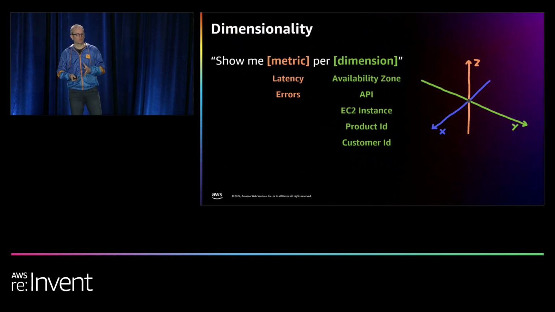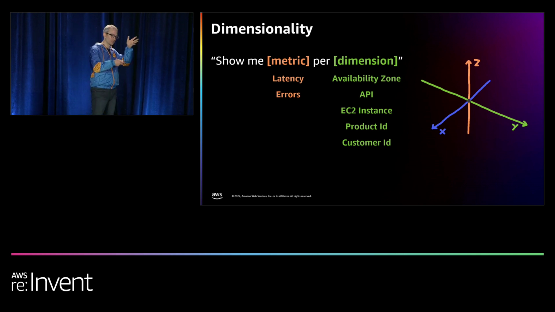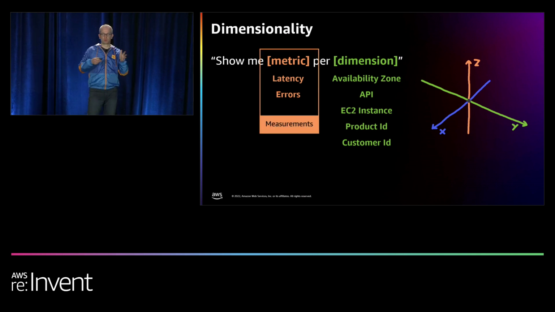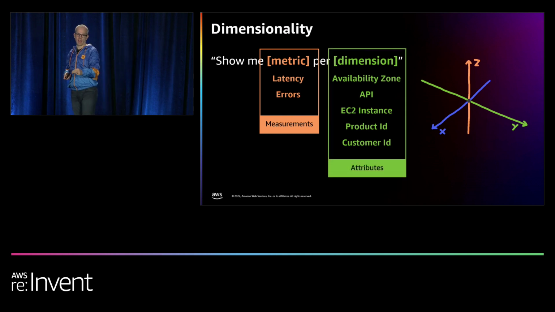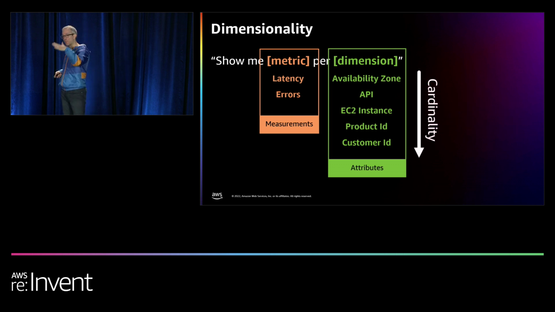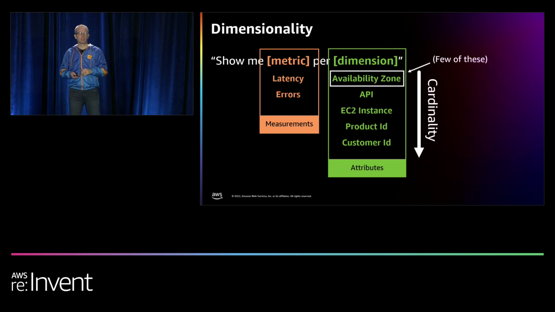So dimensionality lets you say, show me this measurement per dimension. So that's what dimension is all about. Show me the latency per availability zone, errors per API. That's how metric and dimension apply with each other. So the metric is a measurement, it's a number, and the dimension is a string, or just a fact about something. And how many unique string values per thing, that's what we call the cardinality.